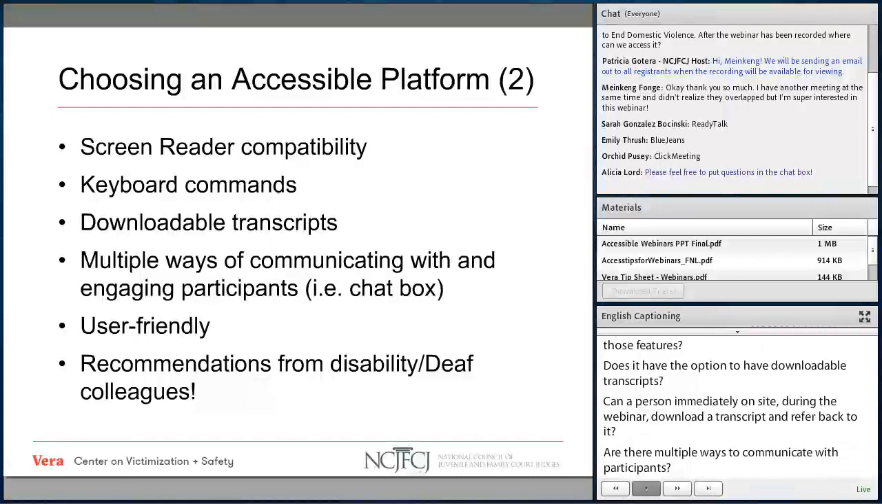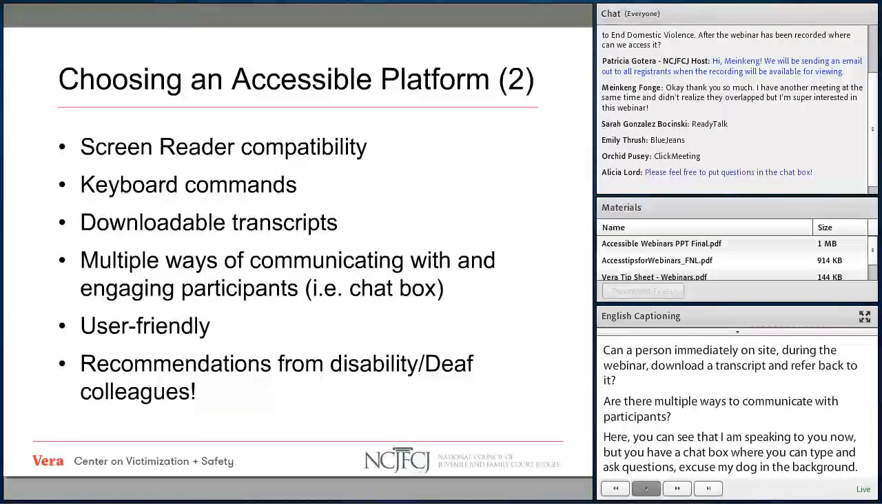Where you can type and ask questions, where you can communicate and engage with participants in multiple formats and in multiple platforms within the platform, so that everybody can use the type of communication that works best for them.